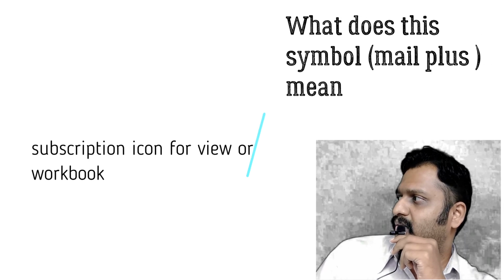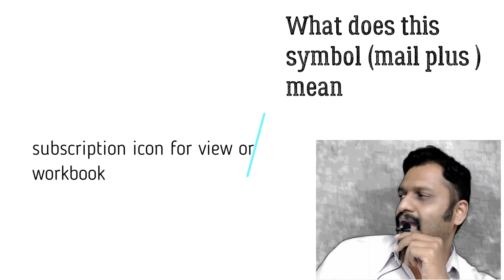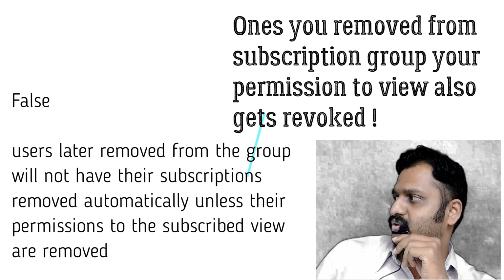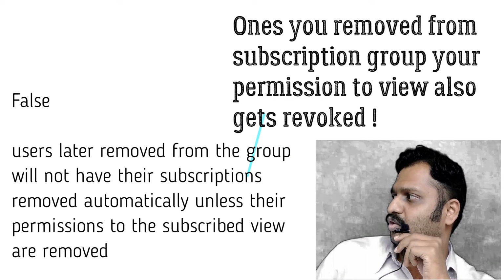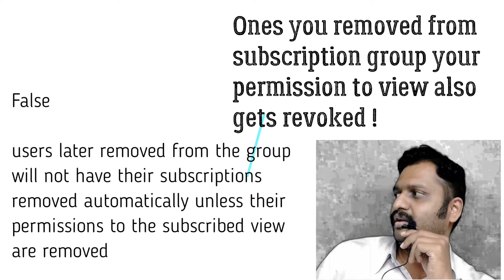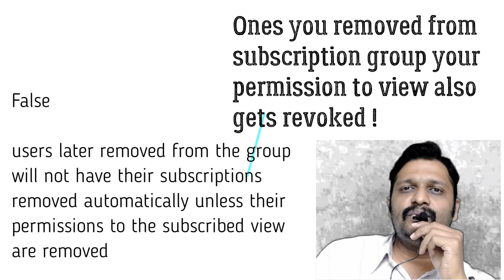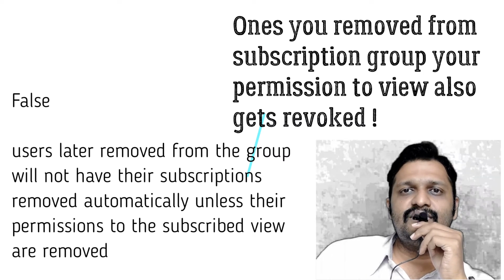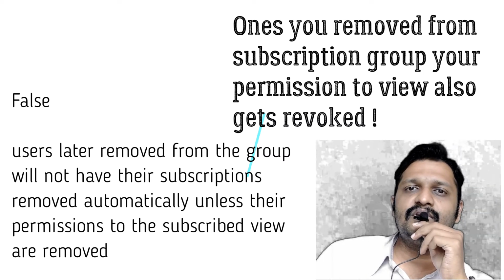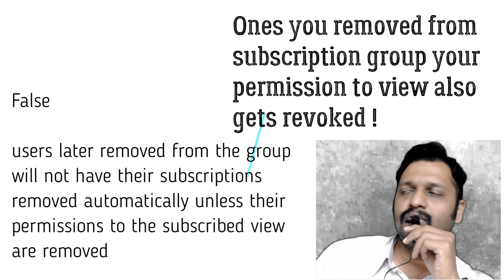Next question, what does this symbol mean? That is nothing but the subscription icon. Next question, once you are removed from a subscription group, your permission to view also gets revoked. That is false. Users later removed from the group will not have their subscriptions removed automatically unless their permission to the subscribed view is removed.